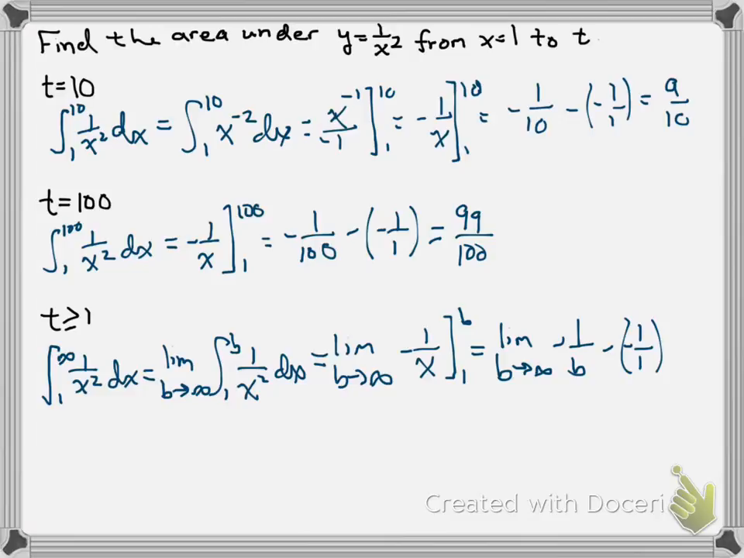And we now have something we can take the limit of, because as b goes to infinity, this part right here is going to go to 0. So we end up with 0 minus a negative 1, or 1, for the total area under that curve from 1 to infinity.